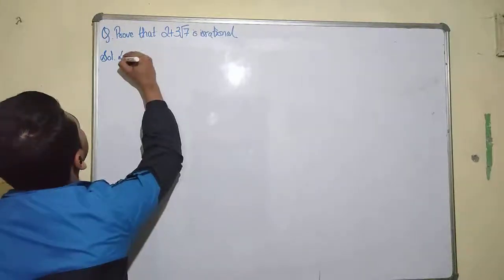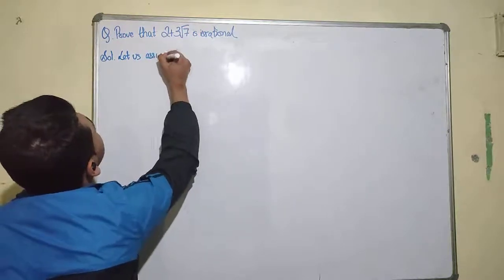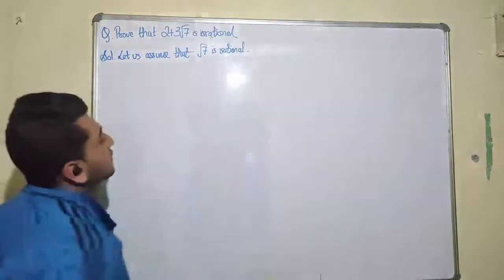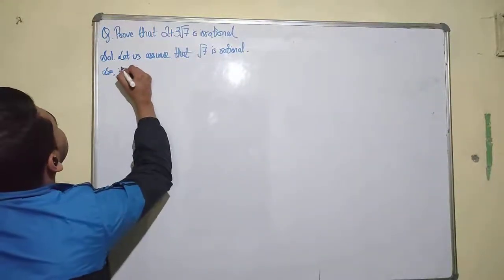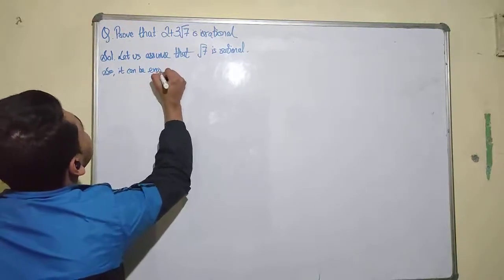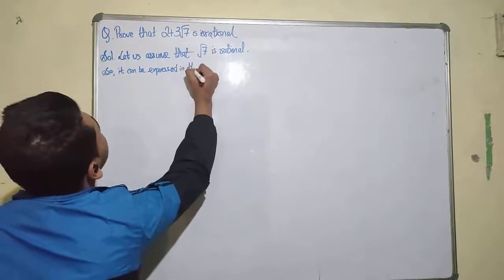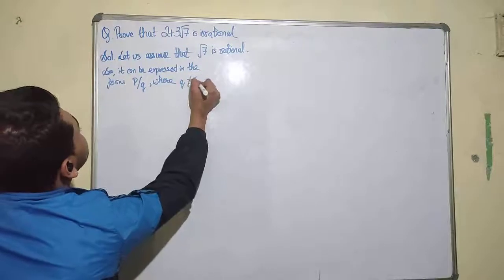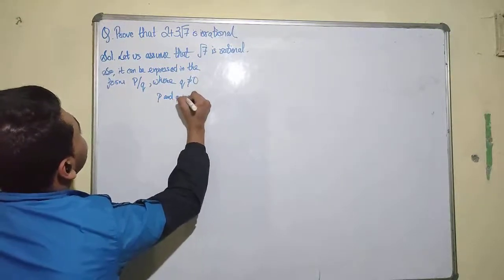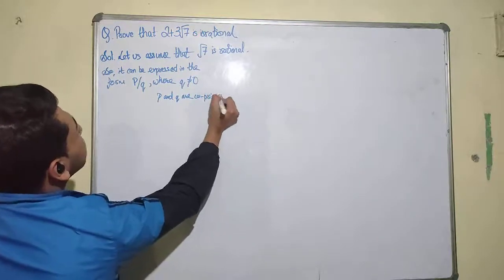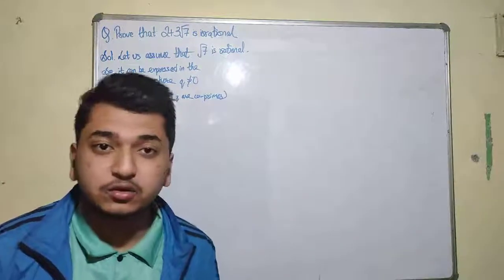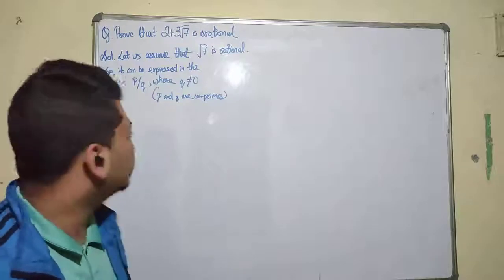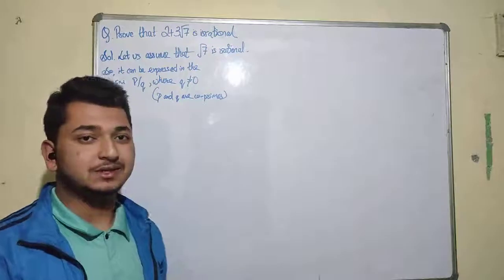So just like last time, let us assume that root 7 is rational. So it can be expressed in the form p by q, where q is not equal to 0 and p and q are co-primes. So we have assumed that root 7 is rational. If root 7 is rational, it can be expressed in the form p by q, where q is not equal to 0 and p and q are co-primes. Okay, we have this much.